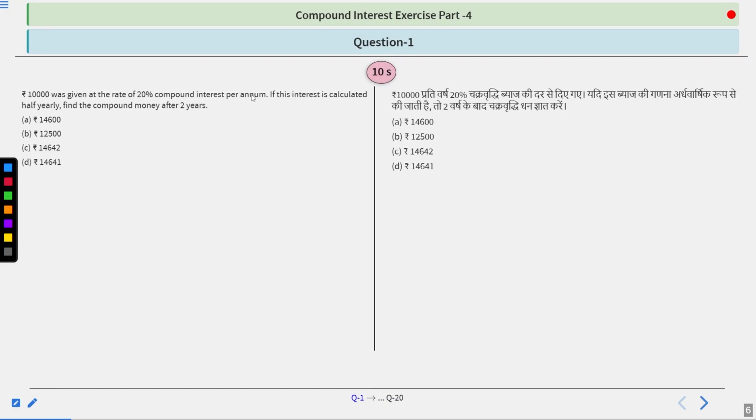Now moving on to the questions. Rupees 10,000 was given at the rate of 20% compound interest per annum. If this interest is calculated half yearly, find the compound money after 2 years. And the options are option A, rupees 14,600, option B, rupees 12,500, option C, rupees 14,642, and option D is rupees 14,641. These are the options.